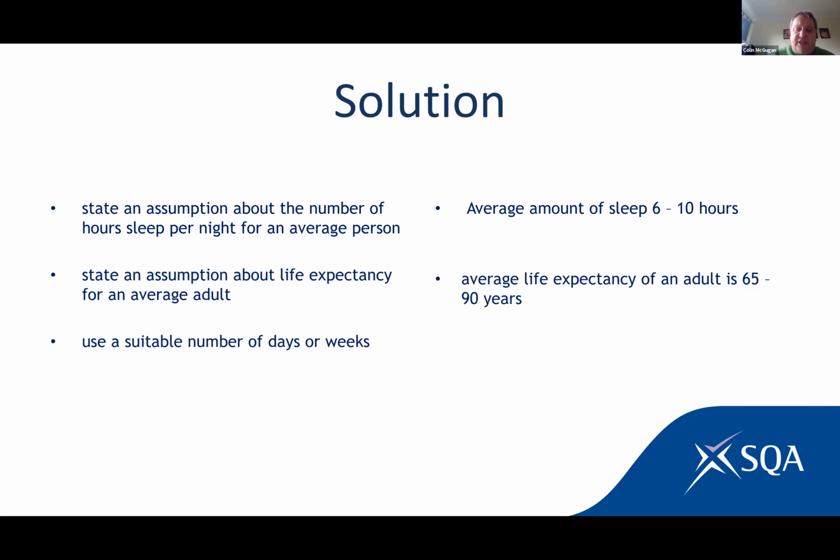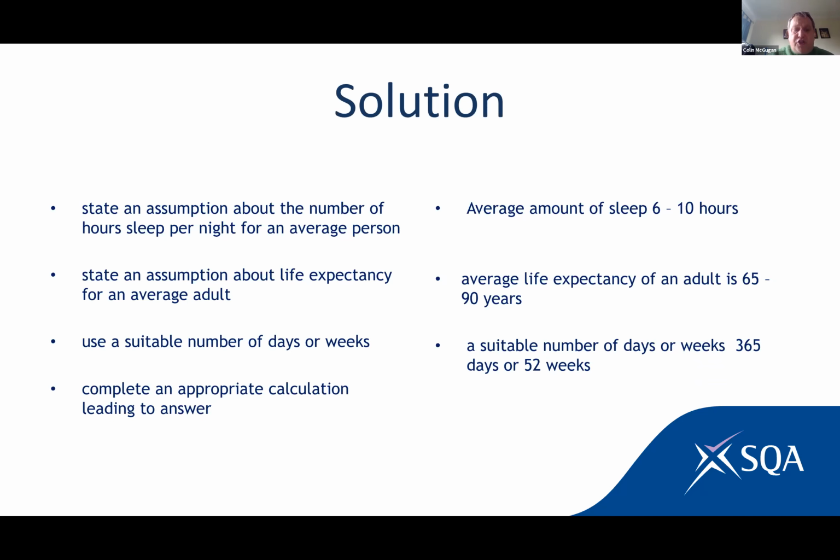Then use a suitable number of days a week, so obviously 365 days or 52 weeks. These are all the assumptions. Finally, they actually do the calculation leading to an answer. The appropriate calculation there would be 8 hours of sleep, times 77 as an average life expectancy of an adult, times 365 days, leading to 224,840 hours of sleep for the average person.